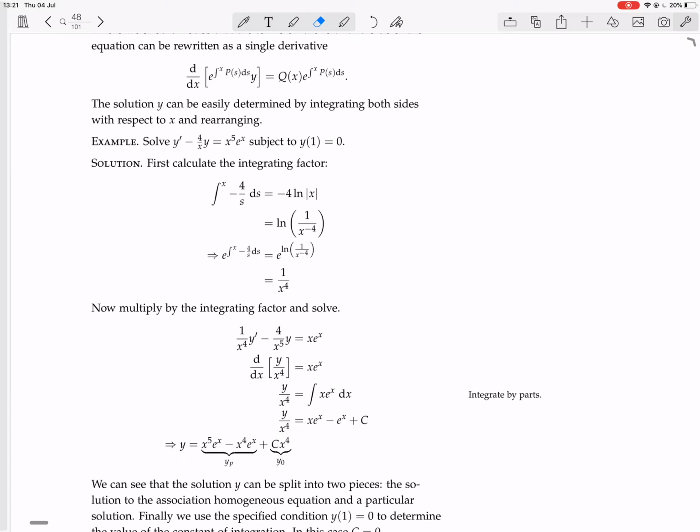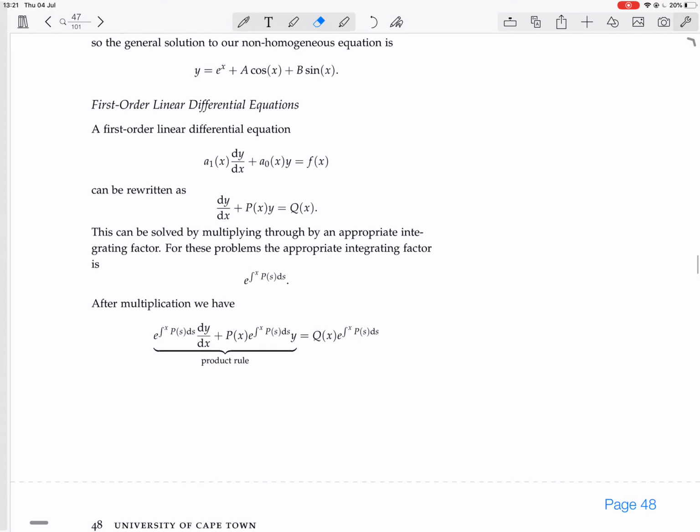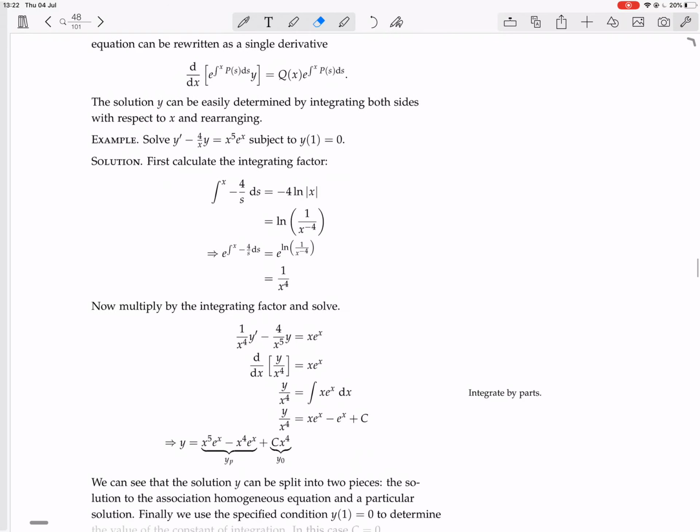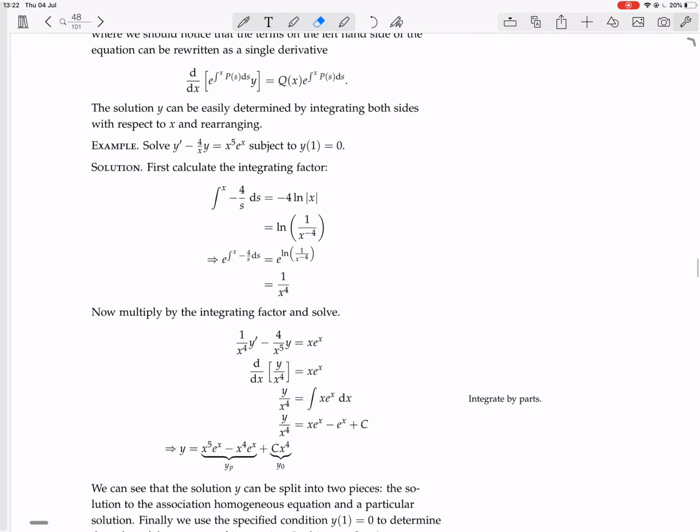Okay. So we now have an example. So this was the general method. Now here's an example. Solve y' minus 4/x times y equals x to the 5 e to the x, subject to y of 1 equals 0. So this is first order, and it's already in the form which we want in order to apply this integrating factor method, where the leading coefficient is just 1. The coefficient of the derivative is just 1. We have 1 times y' there.